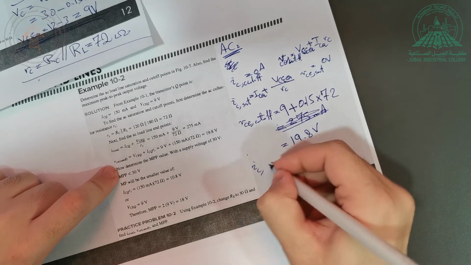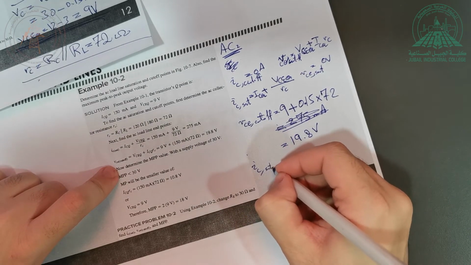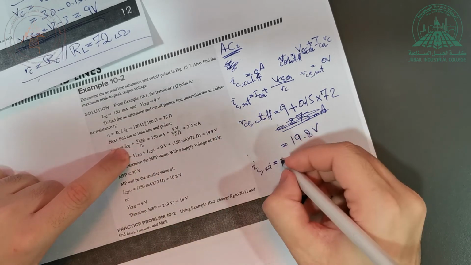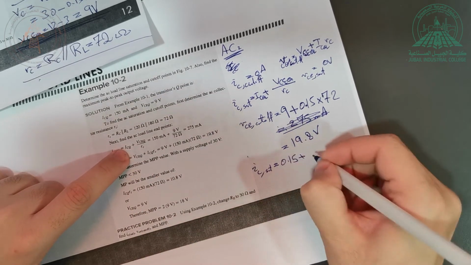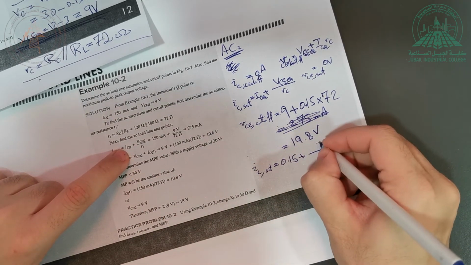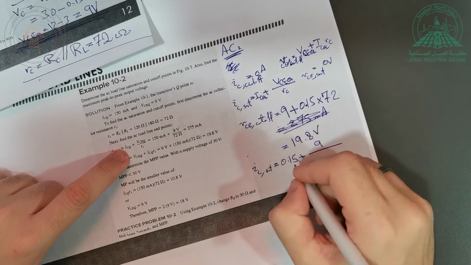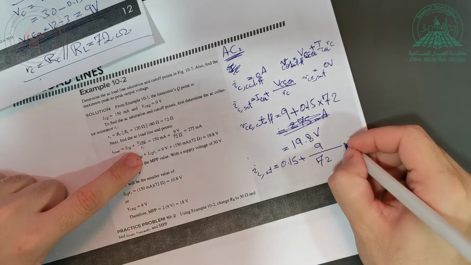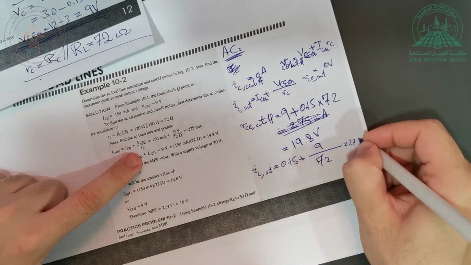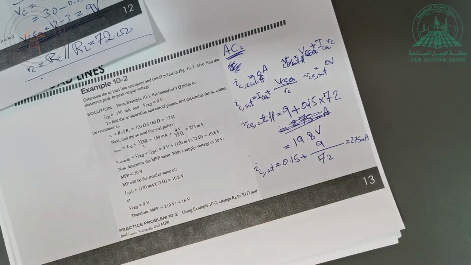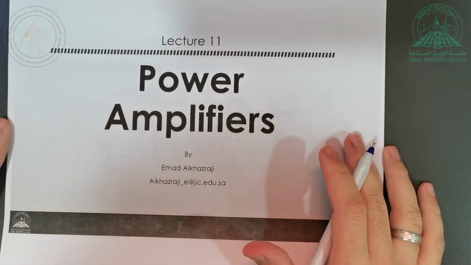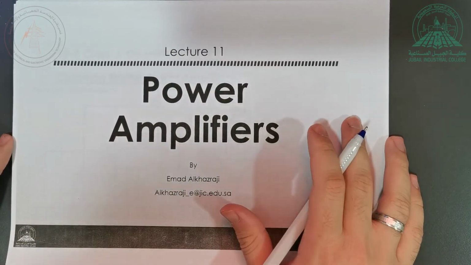How about iC saturation in AC? It's equal to ICQ, which is 0.15, plus VCEQ, which is 9, divided by RC, which is equal to 72. This gives us 275 milliamp. So this is the end of the first part of this topic, power amplifiers.